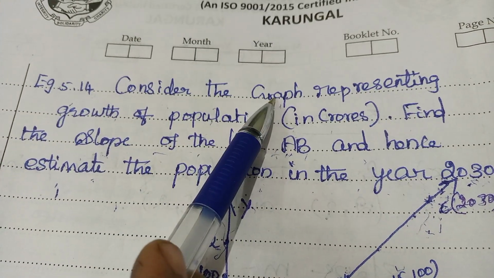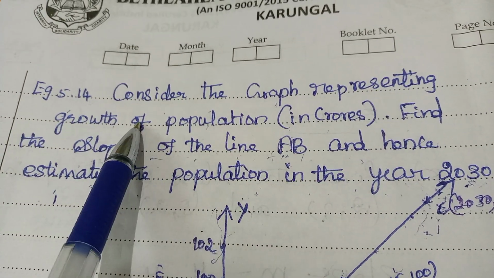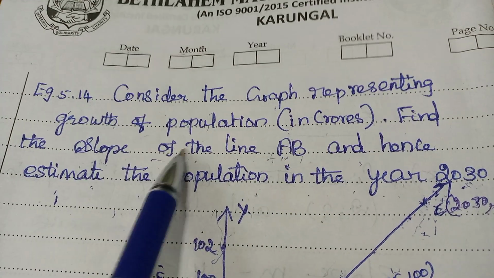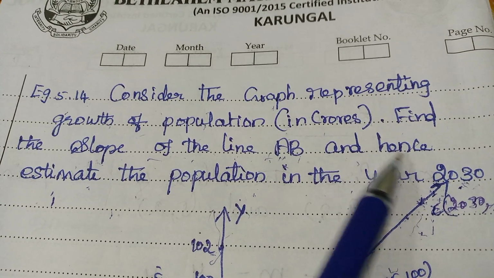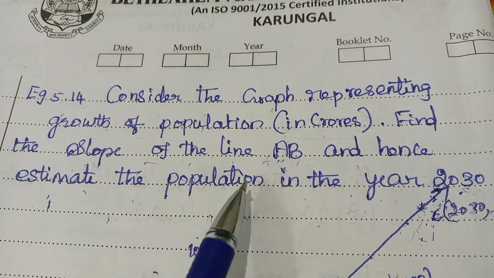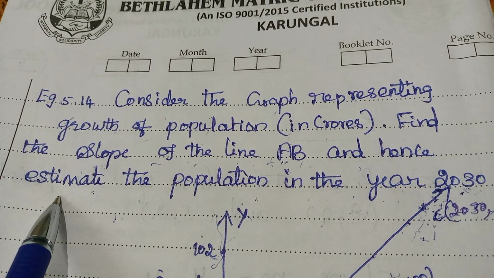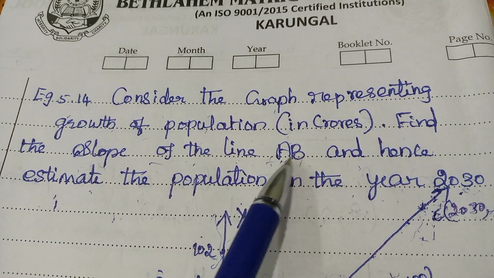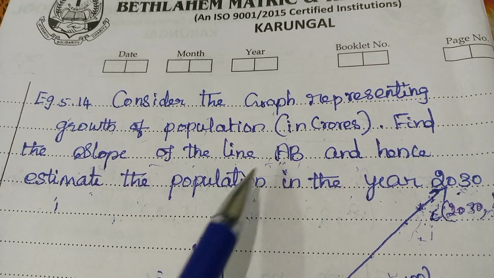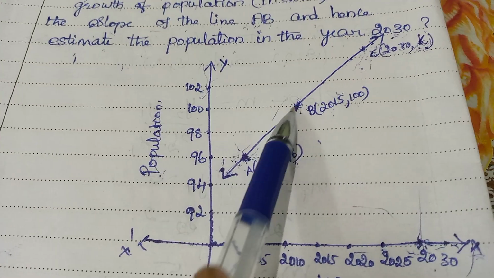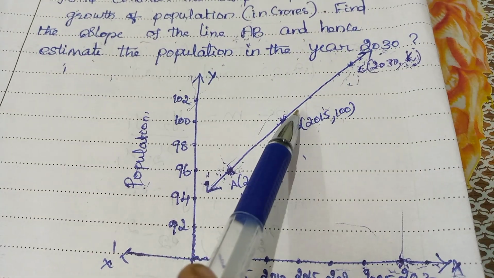Consider the graph representing growth of population in crores. Find the slope of the line AB and hence estimate the population in the year 2030. Estimate means approximate. Okay, so there is the line AB given using the graph, with point A and point B.